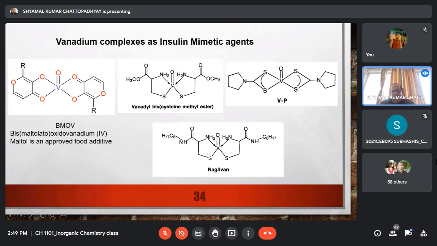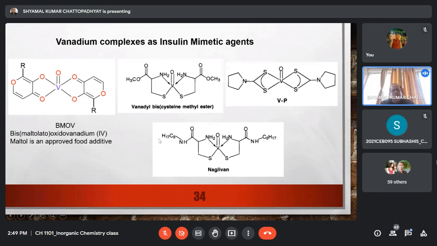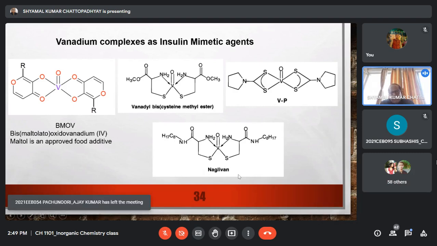So, a very similar compound. Here it is a very simple model where we have the methyl ester, and here we have an amide of cysteine. This amide is converted using a long chain hydrocarbon, so that the lipid solubility increases. And again, the commercial name of this compound is Naglivan. So again, it is actually commercially available.